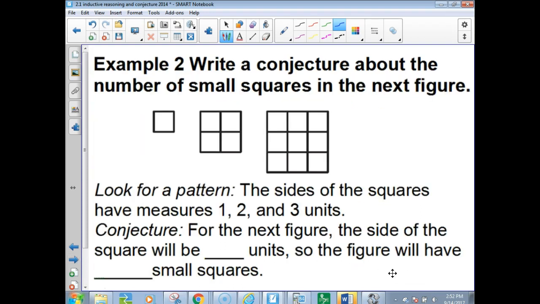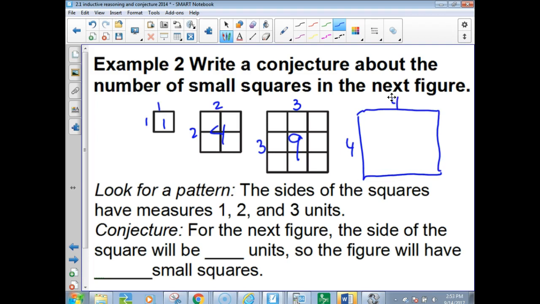Okay, we're going to write a conjecture about the number of small squares in the next figure. The sides of the squares have measures of 1 by 1, and this is 1 square. This one is a 2 by 2, and there are 4 squares. This is a 3 by 3, and there are 9 squares. So the next one's going to be a 4 by 4. Okay, and so it's going to have 16 squares.